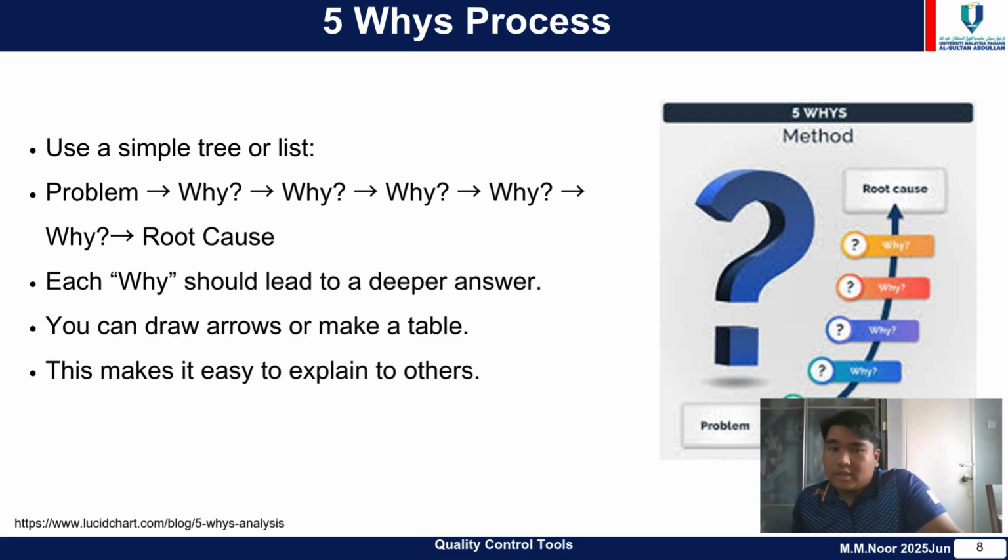So this slide shows the structure of the five whys. You can use a list or tree diagram to show the answers step by step. Each answer should go deeper than the one before it. It is a simple but powerful way to break down a problem and explain it to others.